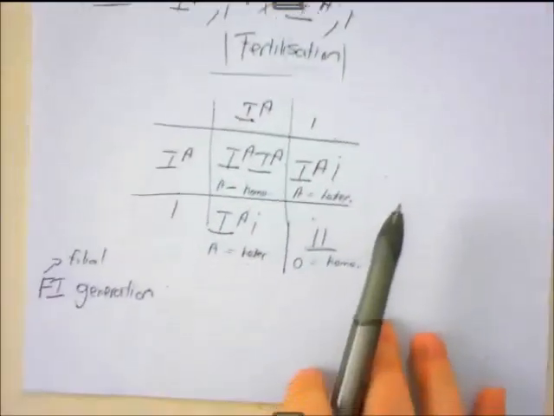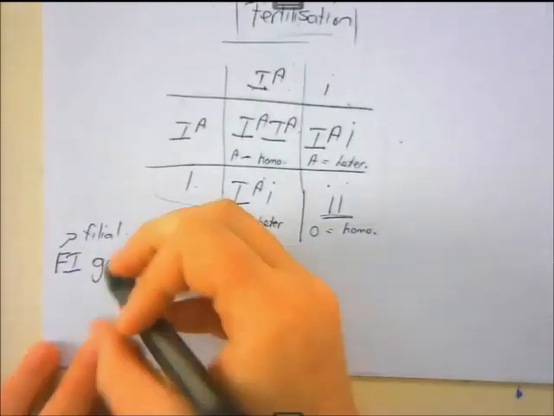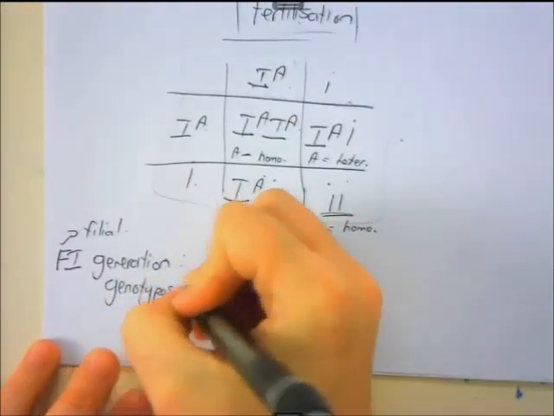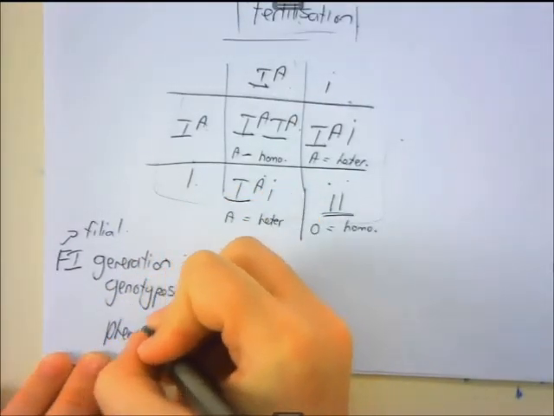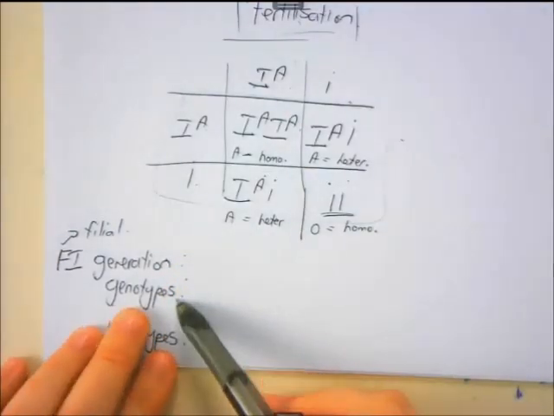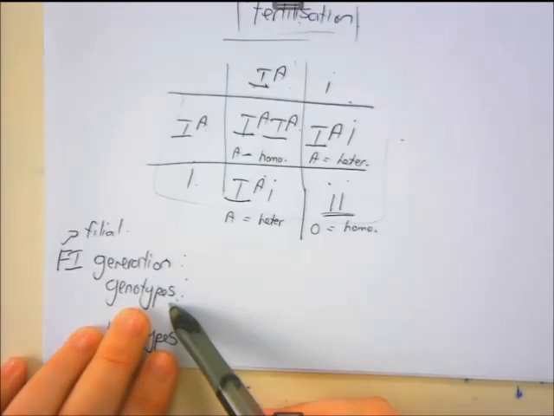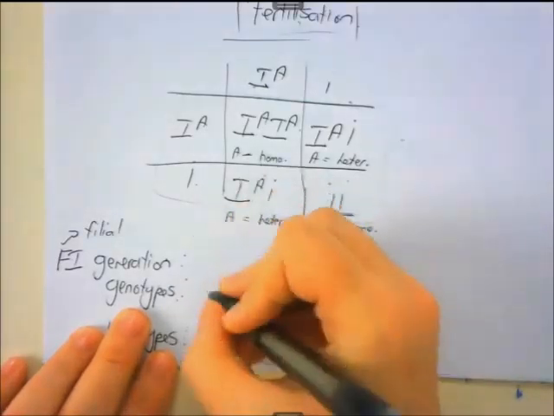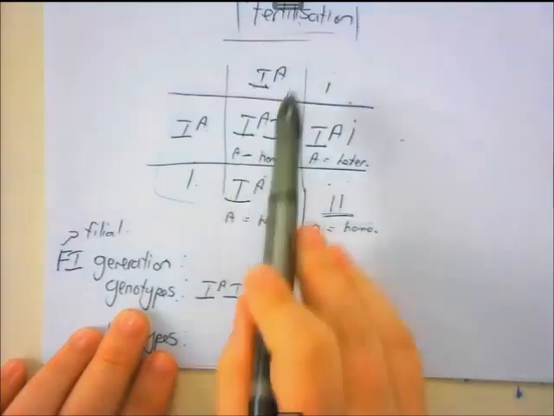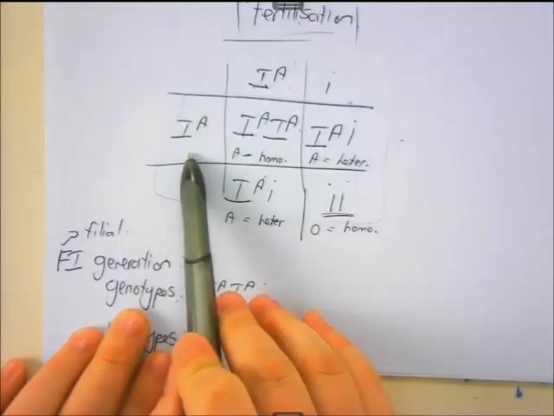And now you do the same thing. You have the F1 generation, you tell me about the genotypes, and you tell me about the phenotypes. Okay, and what we can see is we have to look over here for the genotypes in the F1 generation. That is the first possible genotype in this genetic cross using these parents.